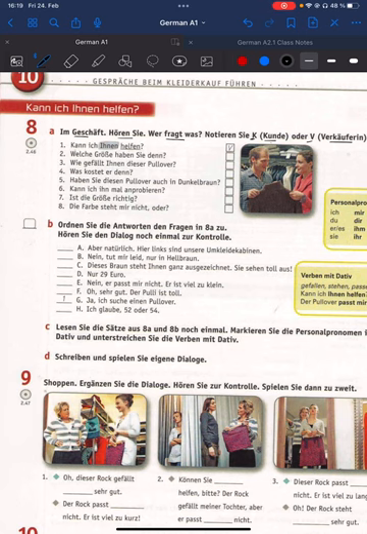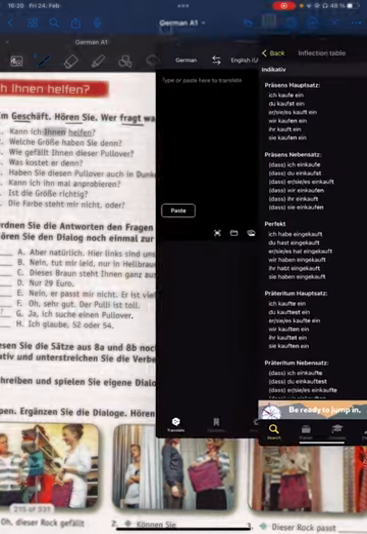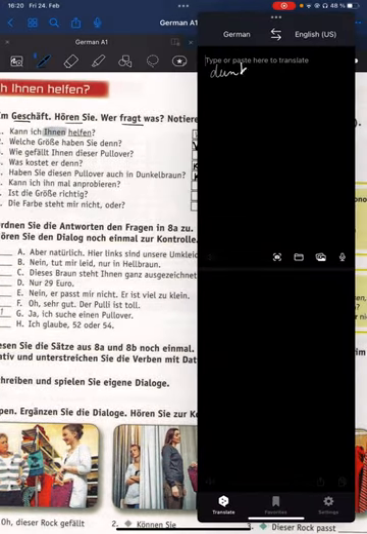Kann ich Ihnen helfen? Yeah, this is Verkäufer. Welche Größe haben Sie denn? This is also Verkäufer. Wie gefällt Ihnen dieser Pullover? How do you like this pullover? This also is most probably Verkäufer. Was kostet er denn? Kunde. Haben Sie diesen Pullover auch in Dunkelbraun? Dunkelbraun is dark brown. Hell is bright. Let's search dunkelbraun. It should be dark, maybe.